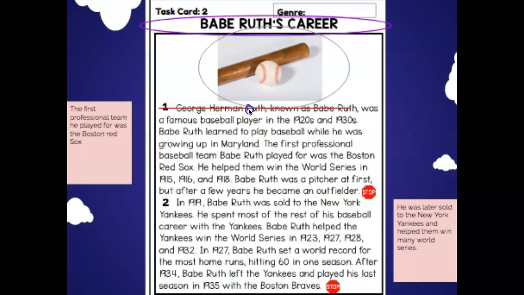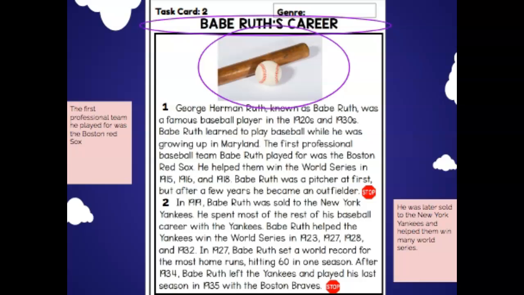So here we have a photograph, and now I can read. George Herman Ruth, known as Babe Ruth, was a famous baseball player in the 1920s and 1930s. Babe Ruth learned to play baseball while he was growing up in Maryland. The first professional baseball team Babe Ruth played for was the Boston Red Sox.